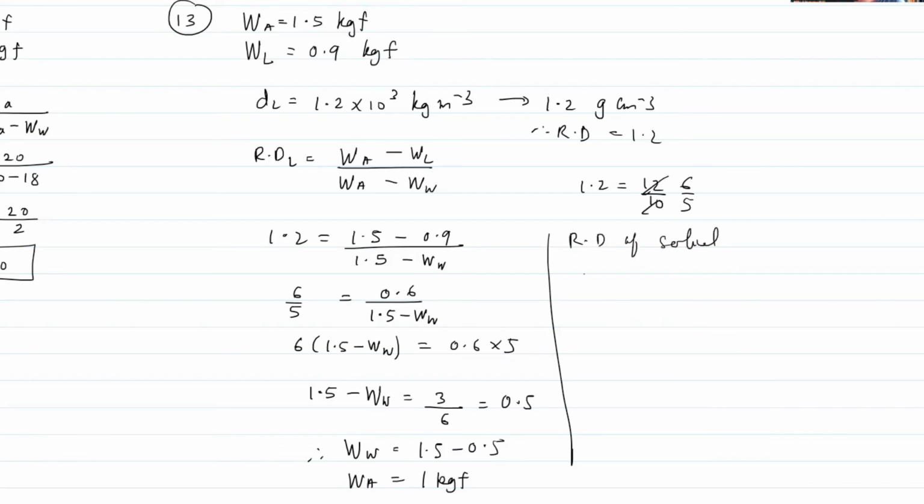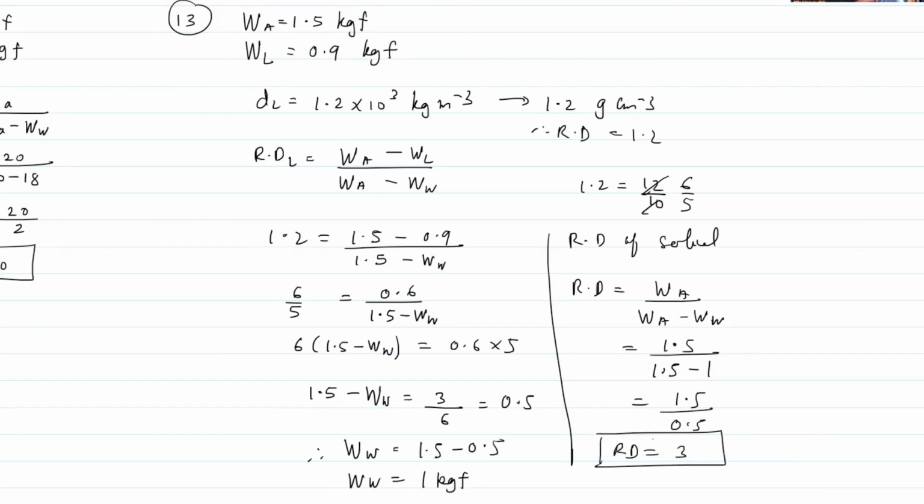So what is the relative density of solid? RD of solid is equal to weight in air upon weight in air minus weight in water. And that will be 1.5 upon 1.5 minus 1. That will be 1.5 upon 0.5, and that will be 3. So relative density of the solid is 3.